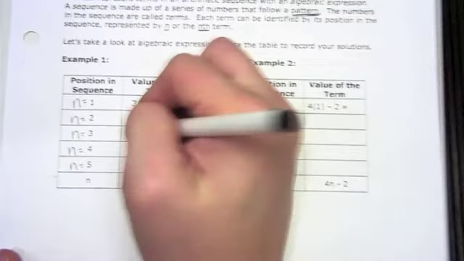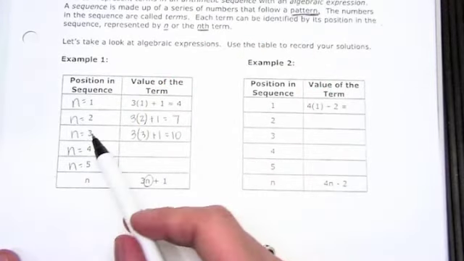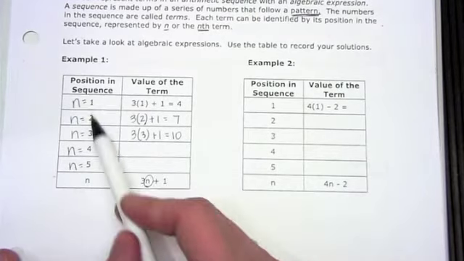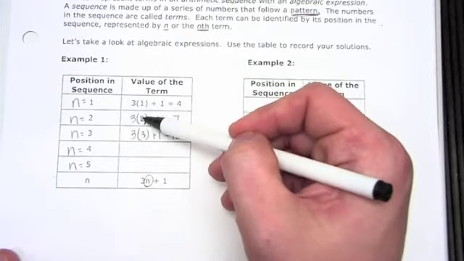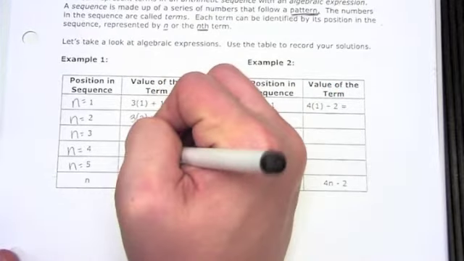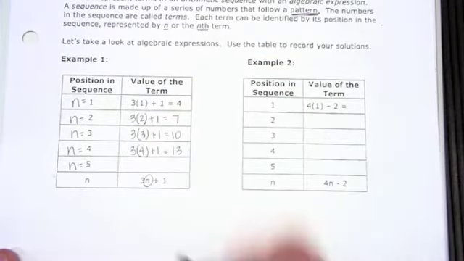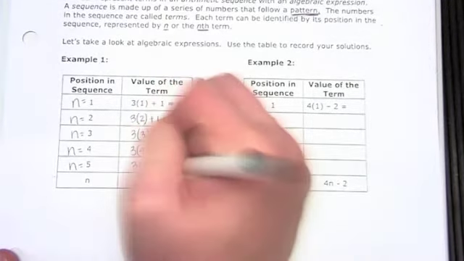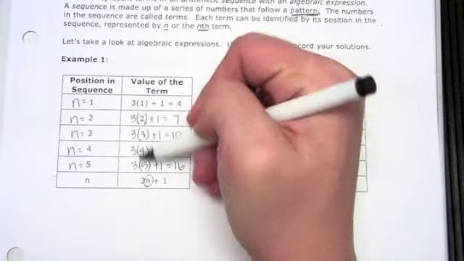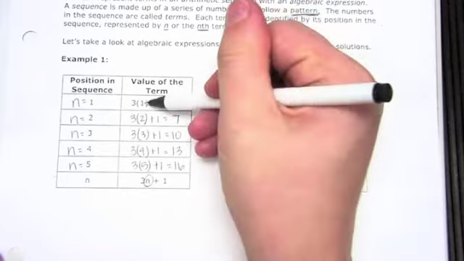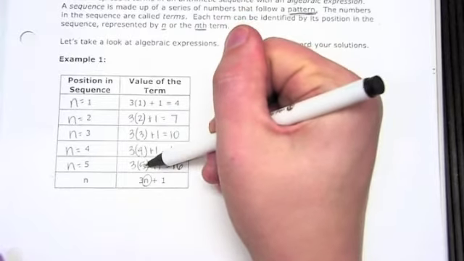For n equals 3, 3 times 3 is 9, plus 1 is 10. I'm plugging in the position each time. These are my n's. So you can see how n changes as the position changes. 1, 2, 3. So here would be 3 times 4, which is 12, plus 1 is 13. And here would be 3 times 5, which is 15, plus 1 is 16. So you can see how the only thing that changes about my expression each time is the n as the position changes at position 1, 2, 3, 4, and 5.